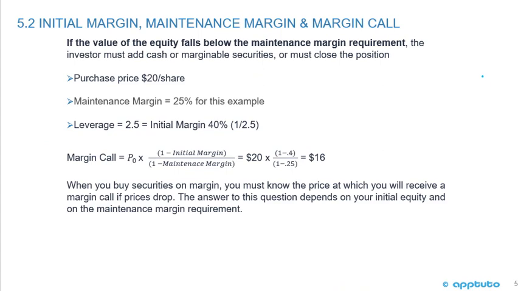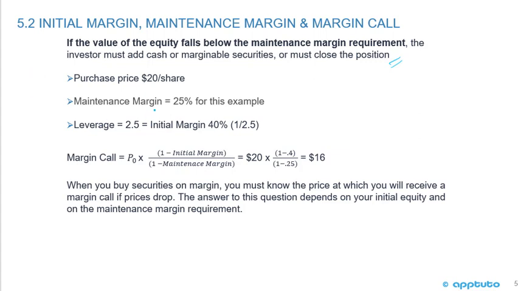Initial margin, maintenance margin, and margin call. If the value of the equity falls below the maintenance margin requirement, the investor must add cash or marginable securities, or you must close the position. That's called a margin call, okay? And that's the risk of trading on borrowed money: if you get a margin call and you can't put in more cash or more marginable securities, then closing the position means you're going to be sold and you're going to get a loss. You're going to be closed out. So that's the risk of trading on margin.